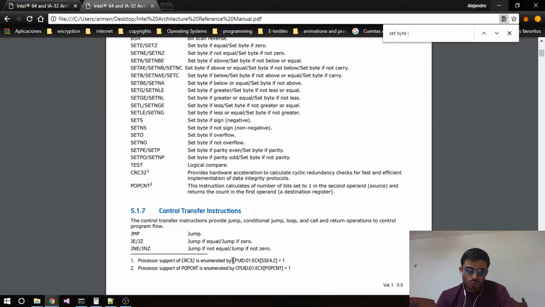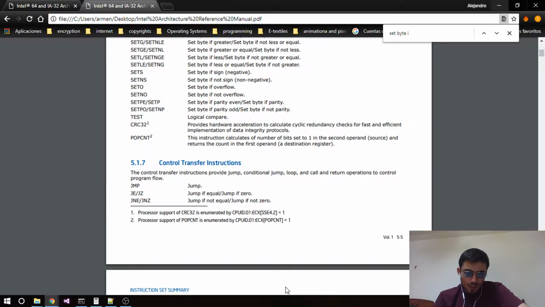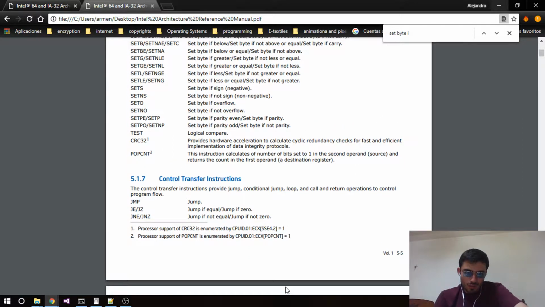So for reading this, there's a pointer on ECX that has the base address, and we have SSE4.2 as an offset, and in that offset we have the CPUID flag for the CRC32, and the same goes as well for POPCNT.